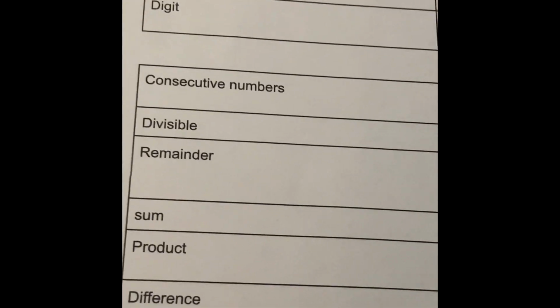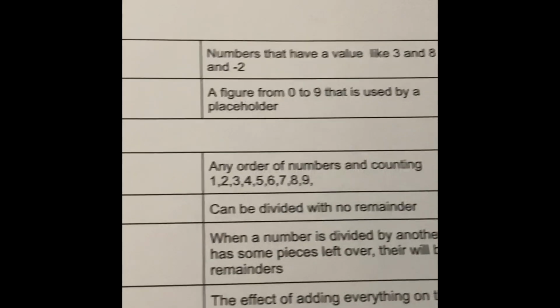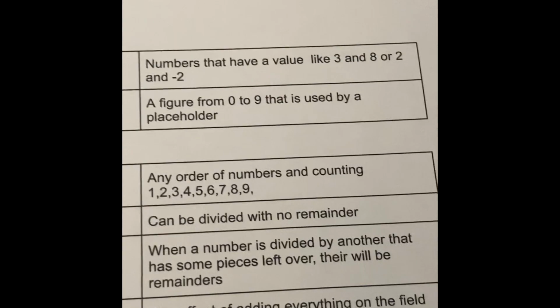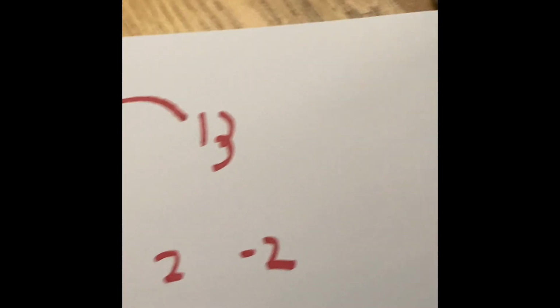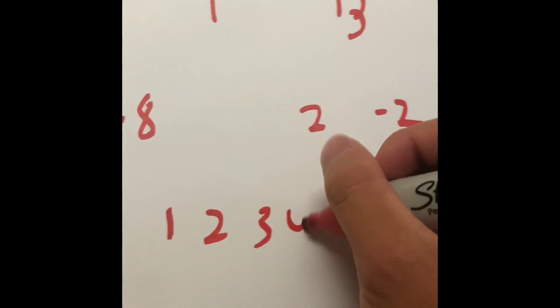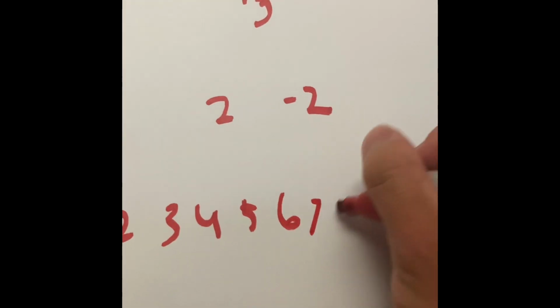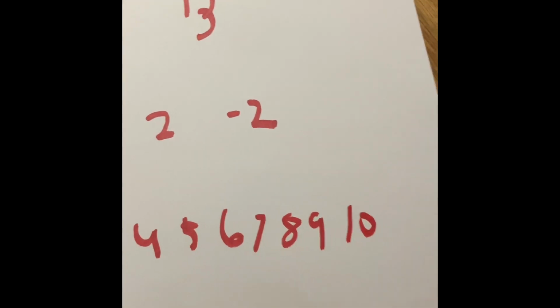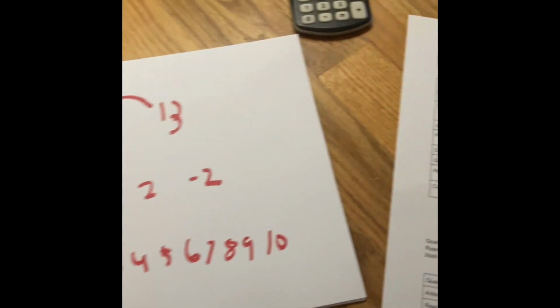Consecutive numbers. Consecutive numbers are like any order of numbers in counting, sometimes like patterns. 1, 2, 3, 4, 5, 6, 7, 8, 9, 10. Consecutive numbers.